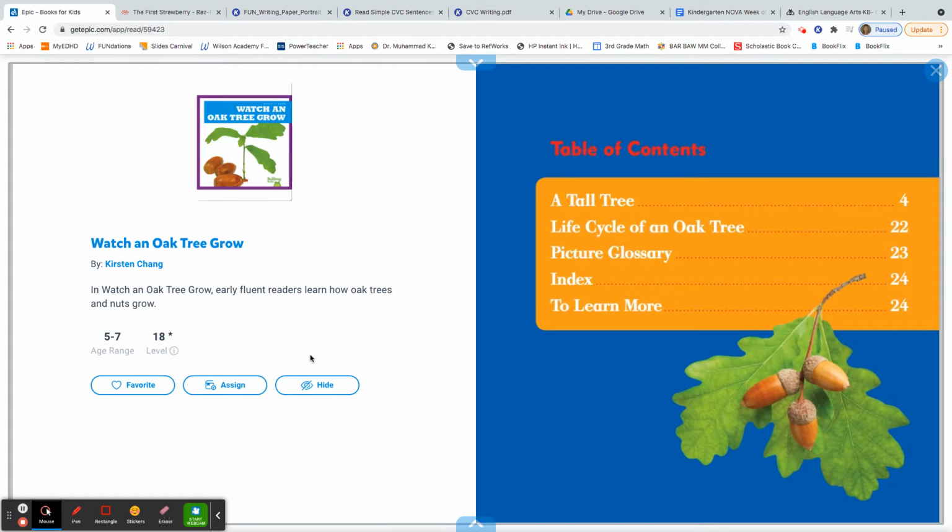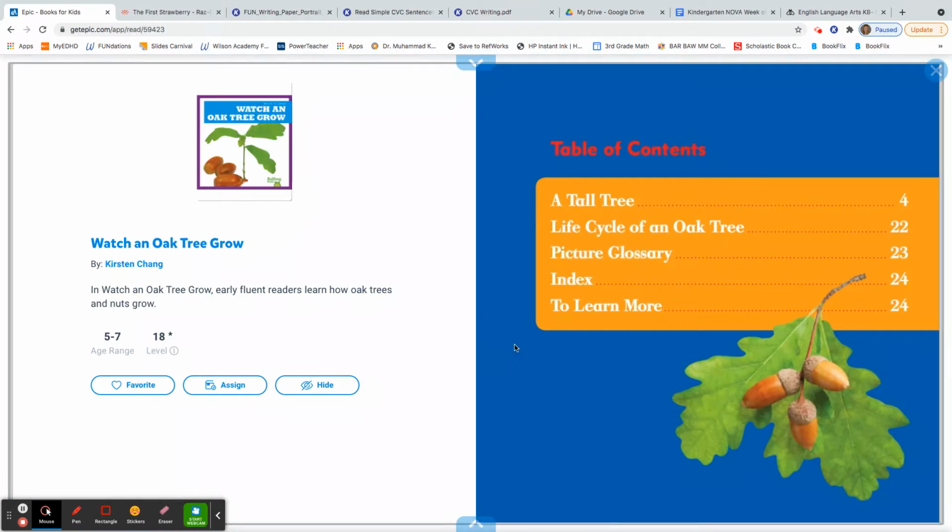Boys and girls. Yesterday we read an informative book, and the author taught us about a dandelion's life cycle, or the life cycle of a plant and how it happens over and over again. Today we're going to learn about the life cycle of a different plant, and today it's called the life cycle of an oak tree. So this book is called Watch an Oak Tree Grow.